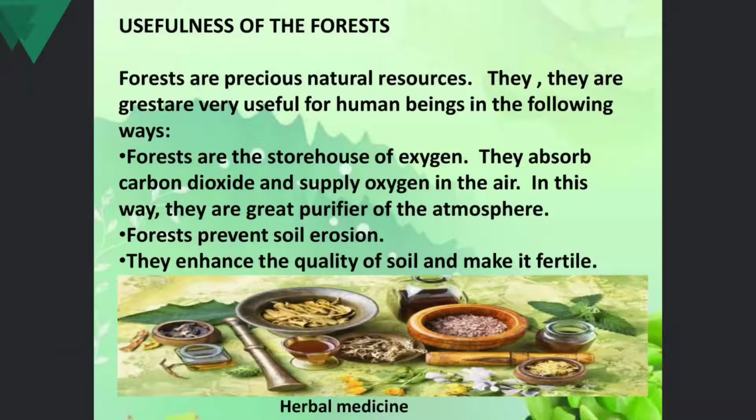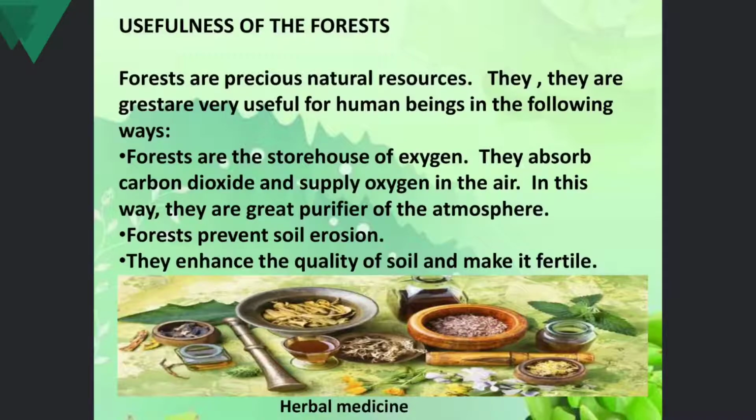Now, discussing the usefulness of the forest, what are the uses of forests? Forests are precious natural resources. They are very useful for human beings in the following ways. They play a very vital role in our life. Let's see in what ways they are useful.